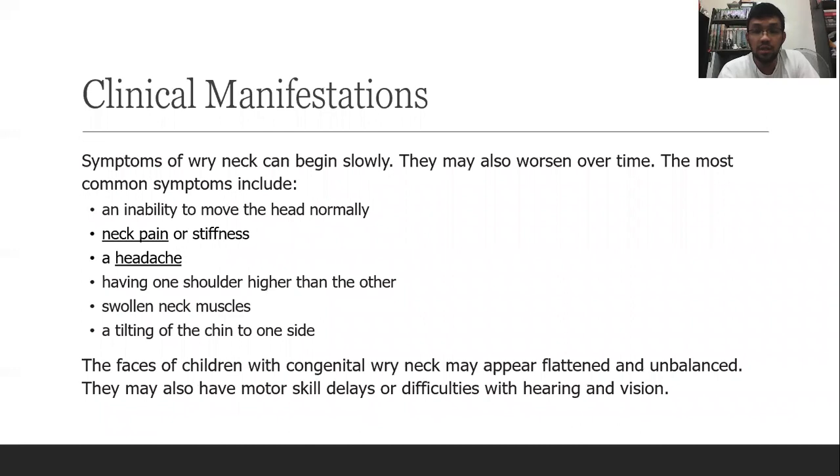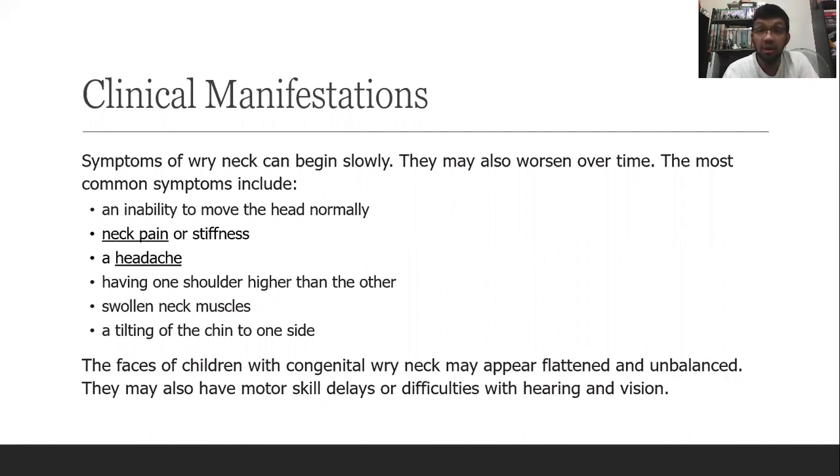Clinical manifestations of wry neck. Wry neck or symptoms of wry neck may begin slowly and they can worsen over time. The most common symptoms are inability to move the head normally, of course, since it's tilted to one side, neck pain or stiffness. There's also a headache and having one shoulder higher than the other, like my former student.